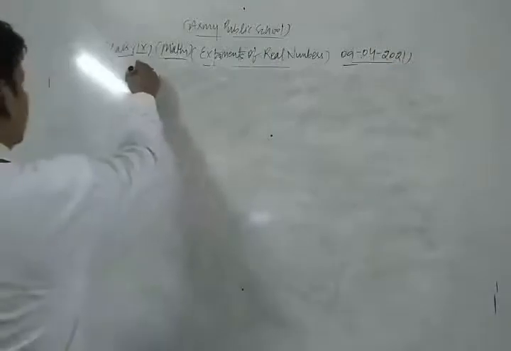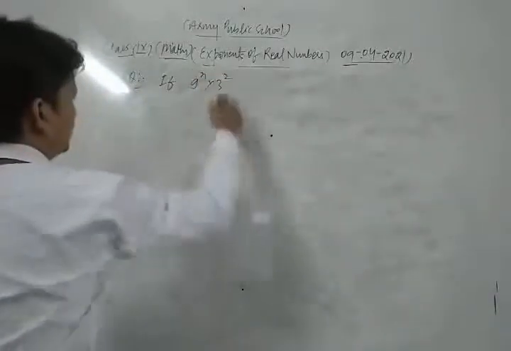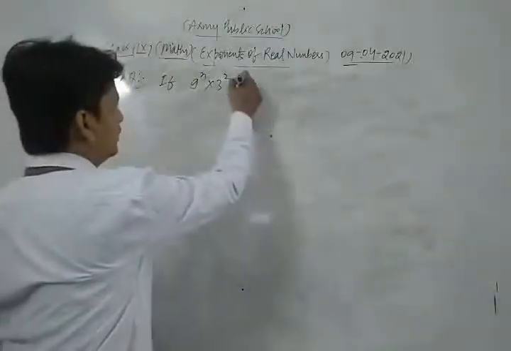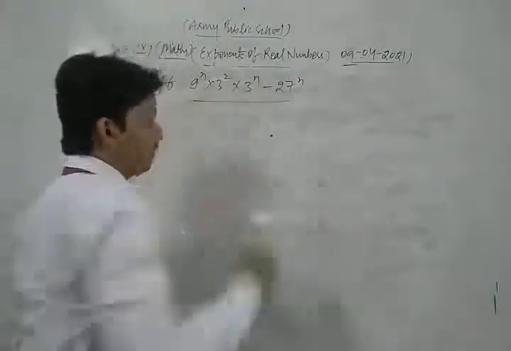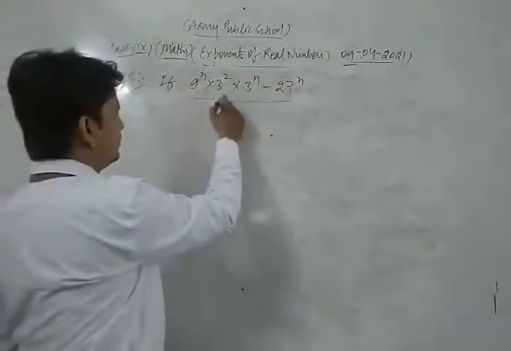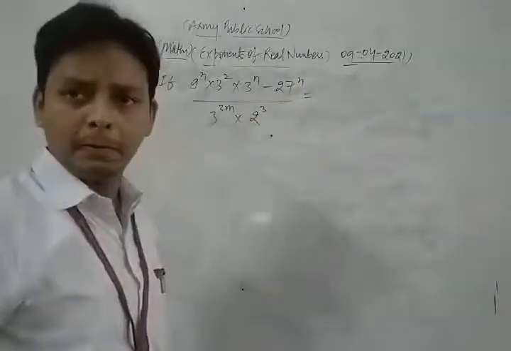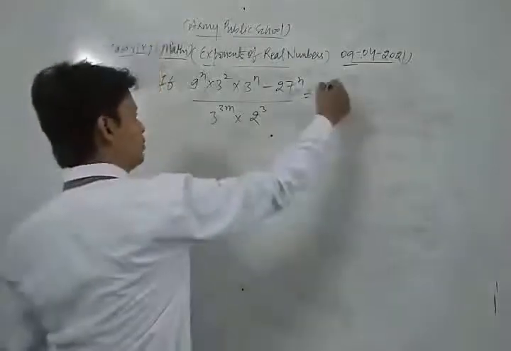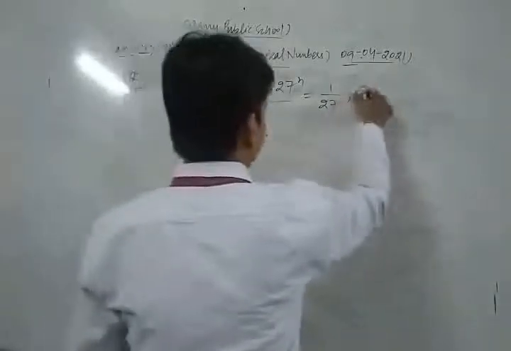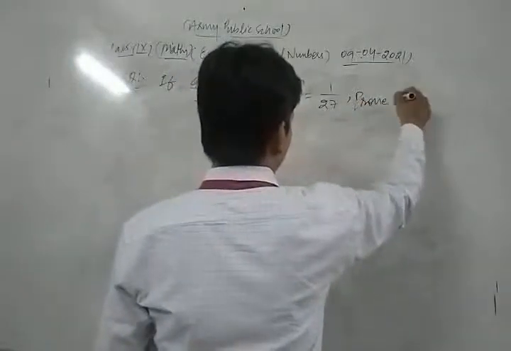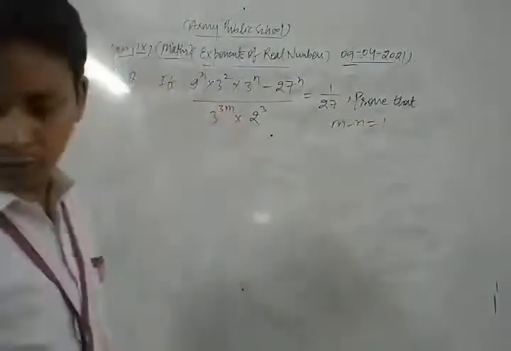The question is: if 9 to the power n into 3 power 2 into 3 power n minus 27 to the power n, upon 3 power 3m into 2 power 3, is equal to 1 upon 27, prove that m minus n is equal to 1. Okay, let's see the solution.